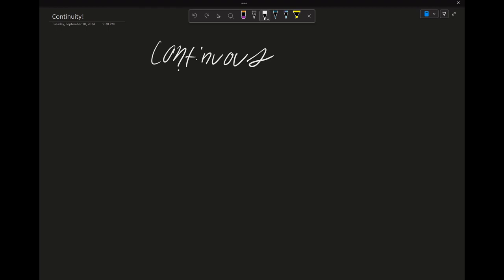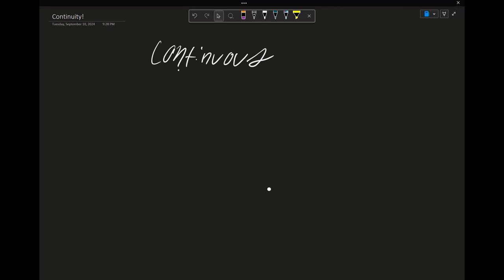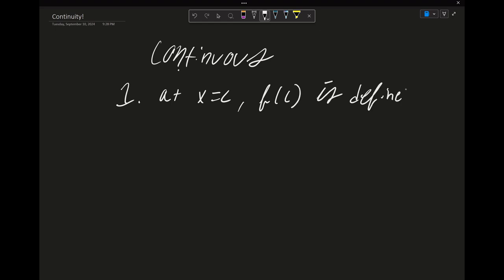So there are three rules that need to be met in order for a function to be called continuous. The first rule is that at some value c, where x equals c, the function is defined. And so it exists. It's there.